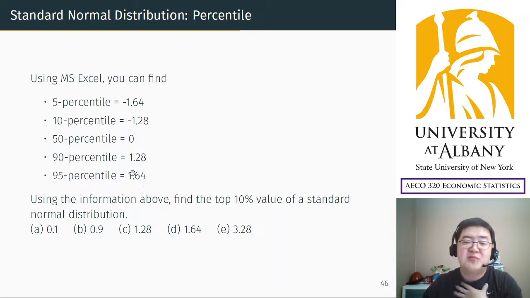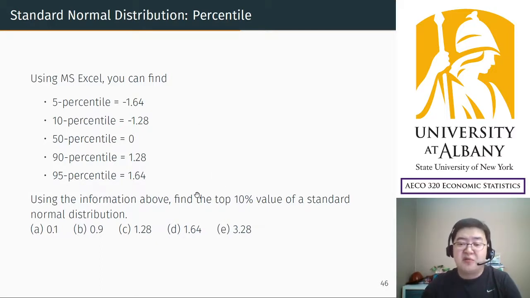And as we learned in chapter 3, as the probability increases, the value, the percentile, also increases, right? So 5 percentile means the bottom 5%, which is minus 1.64. And 10 percentile means the bottom 10% value. So it's larger than bottom 5%. Bottom 10% is larger than bottom 5%. That way, we also have top 5% and top 10%. So I already told you the answer.